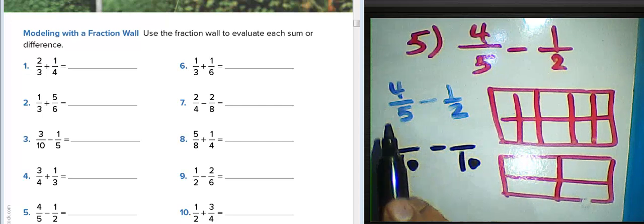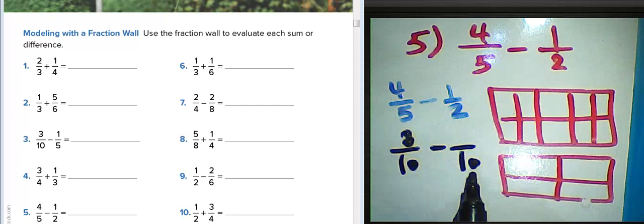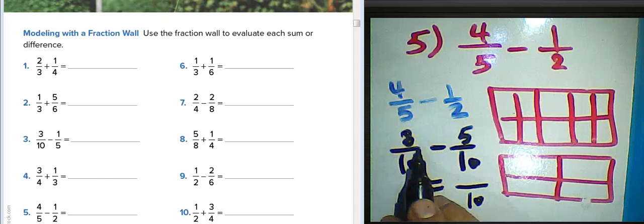5 times 2 equal 10. 2 times 4 equal 8. And 2 times 5 equal 10. 1 times 5 equal 5. The difference between them, we must write 10 in the denominator. 8 minus 5 equal 3. The result will be 3 over 10.